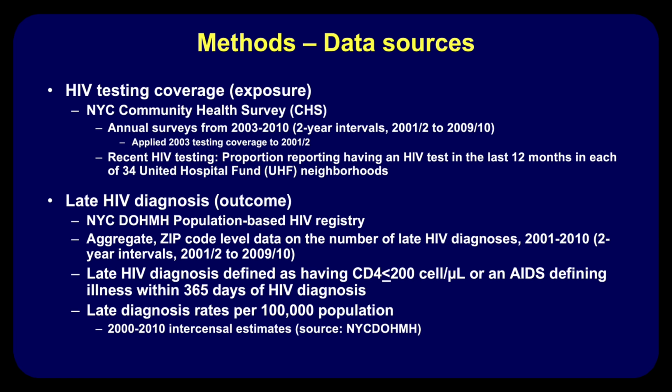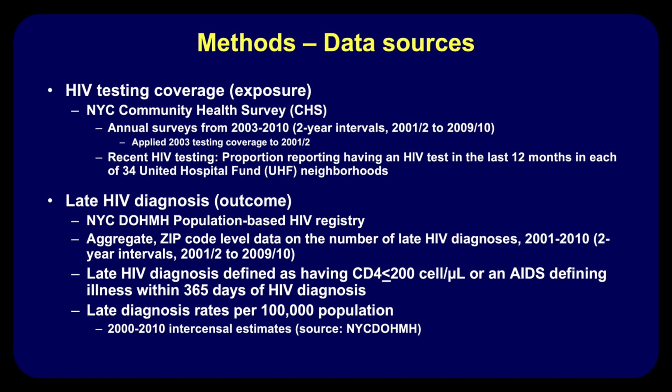And so we called that recent HIV testing, and we looked at how that changed within neighborhoods, because the Community Health Survey does produce estimates at the 34 UHF neighborhood level. And so that was the exposure, HIV testing coverage, and how it changed within neighborhoods over time. And then the outcome was late HIV diagnosis, which, as you might imagine, came from the HIV surveillance system, the registry in New York City.